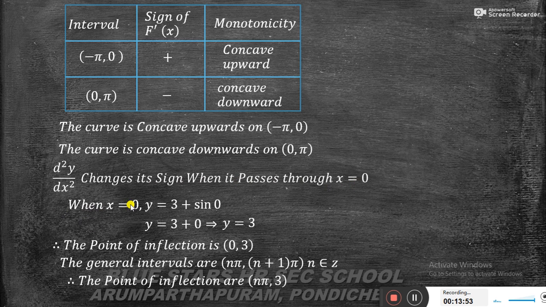Therefore when x = 0, I substitute in the function y = 3 + sin 0. Sin 0 is 0, so y = 3. Therefore the point of inflection is (0, 3).